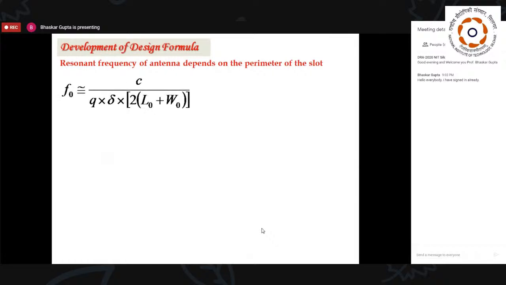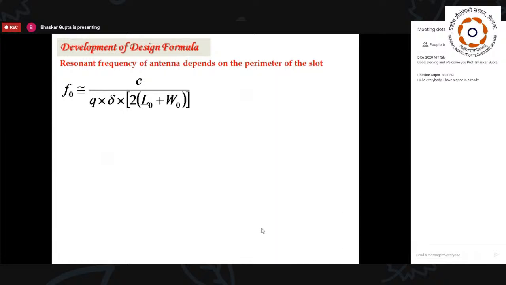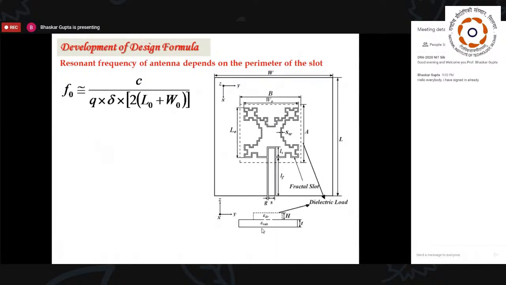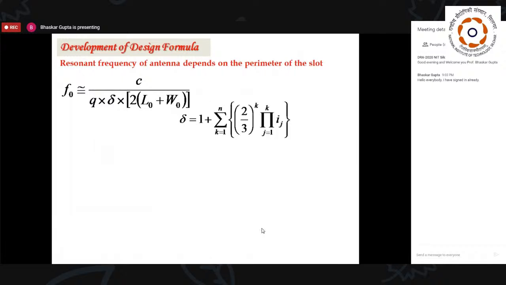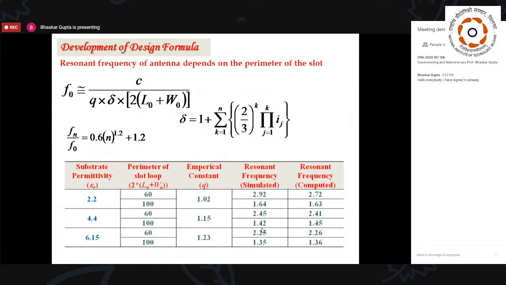And the only thing was that now again we needed to develop a design formula. So this is what we developed for the resonant frequency, the structure, all the dimensions. This is the formula developed by us with the different factors modified as these. F naught is the fundamental resonant frequency. Fn is the nth resonant frequency corresponding to F naught, that is obtained this way.